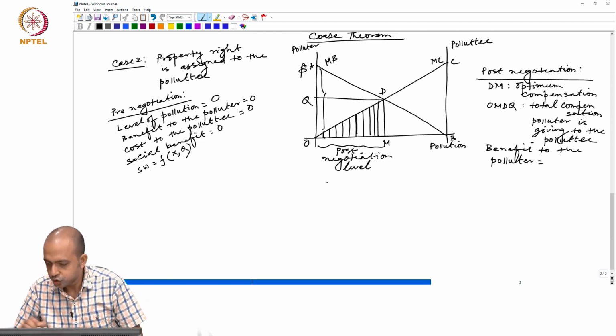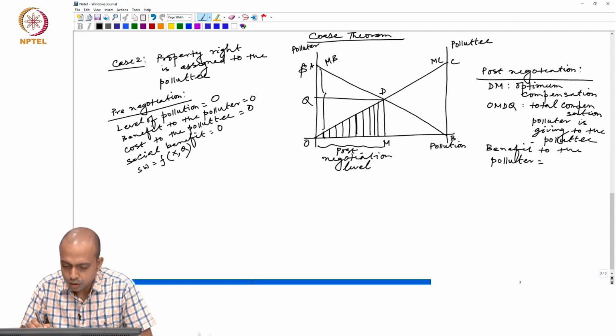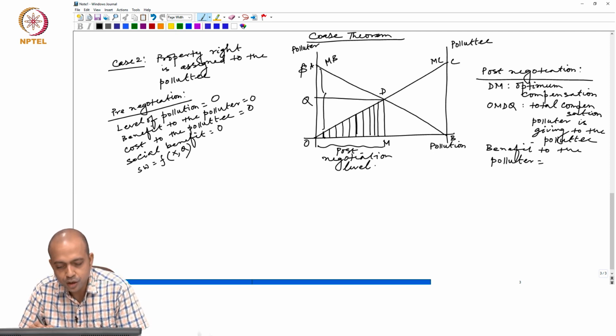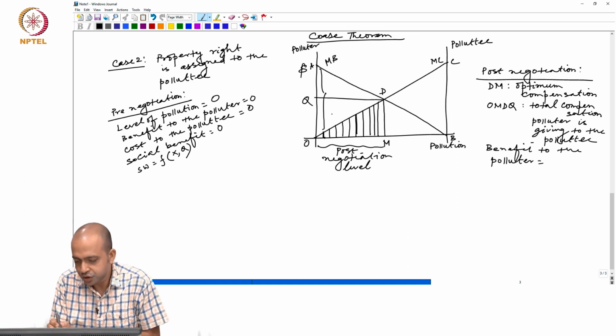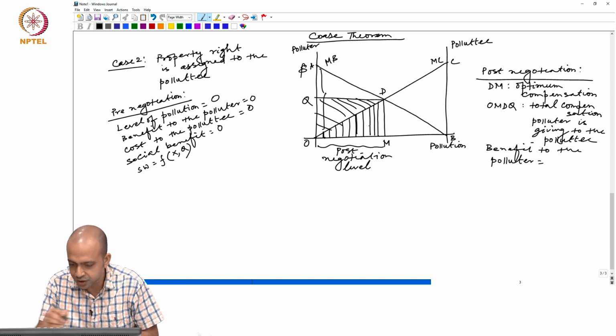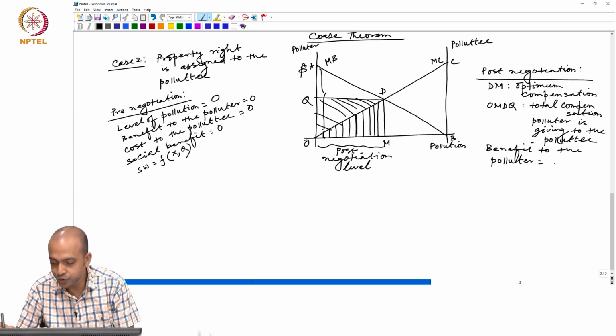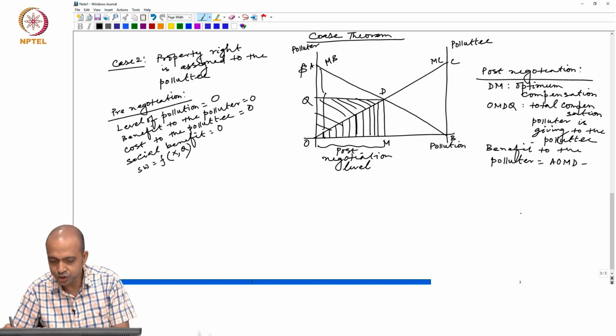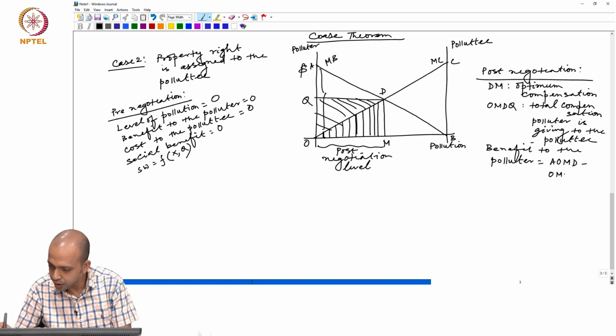Pre negotiation was 0. So, that means benefit to the polluter is, if the polluter produces up to OM, that means OMDA. So, AOMD, this entire amount is the benefit, but out of which this amount is going for compensation. So, that means benefit to the polluter would be AOMD minus the compensation amount. What is the compensation amount? OMDQ.